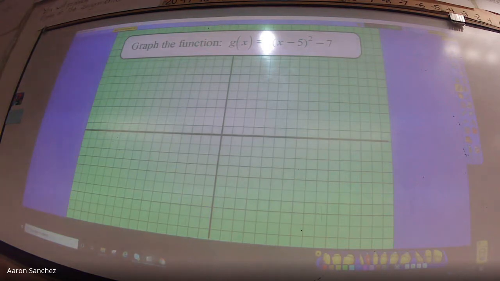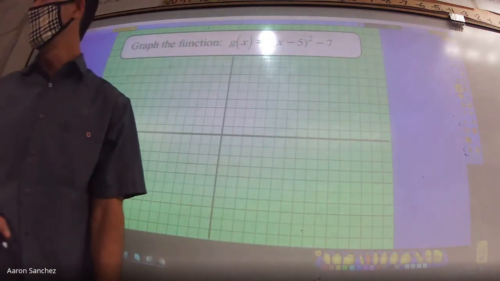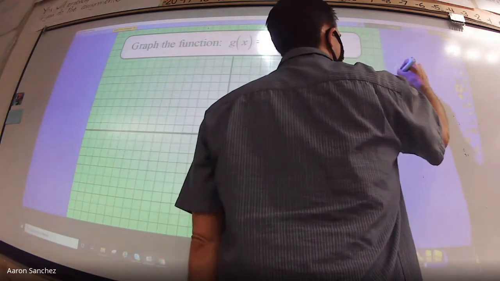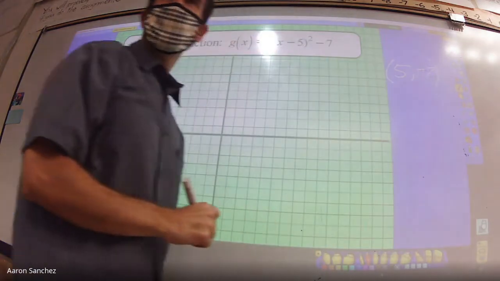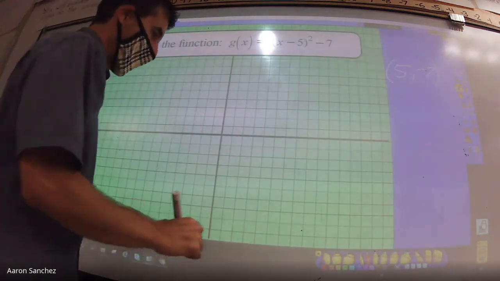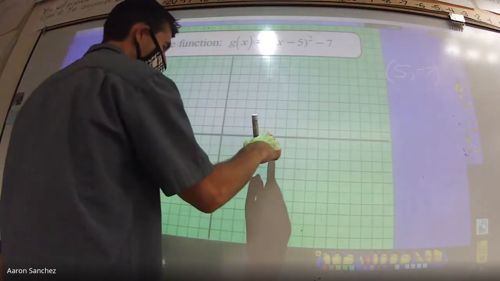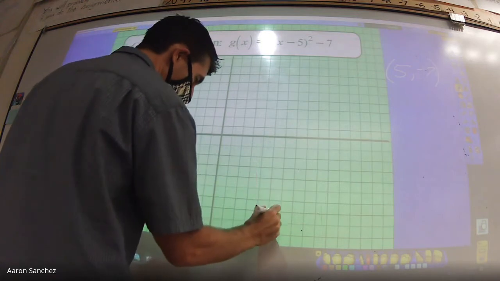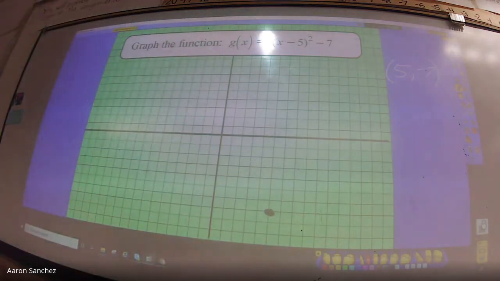Okay, here we go. All right, what is the vertex of this? 5, -7, right? Vertex. 5, -7. That's easy, right? You got that? Vertex. 1, 2, 3, 4, 5. 1, 2, 3, 4, 5, 6, 7. Right? The only thing is, what does the 2 do, right?